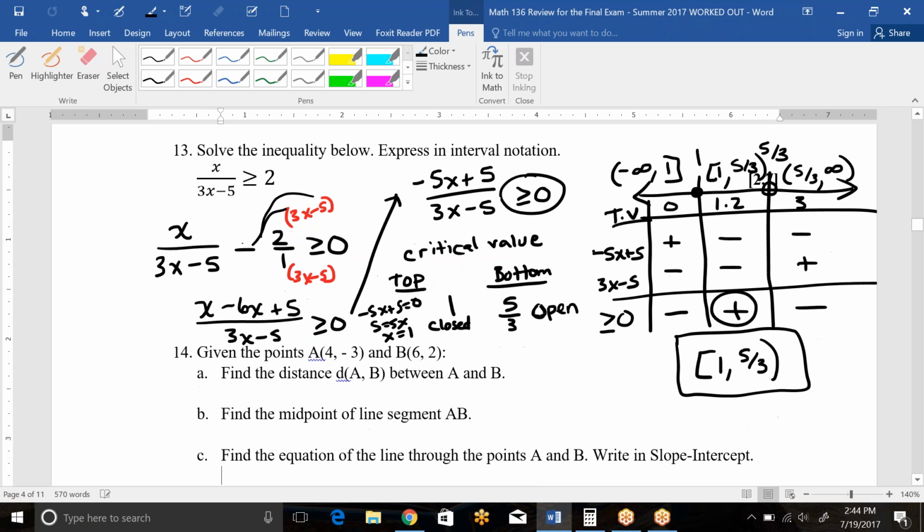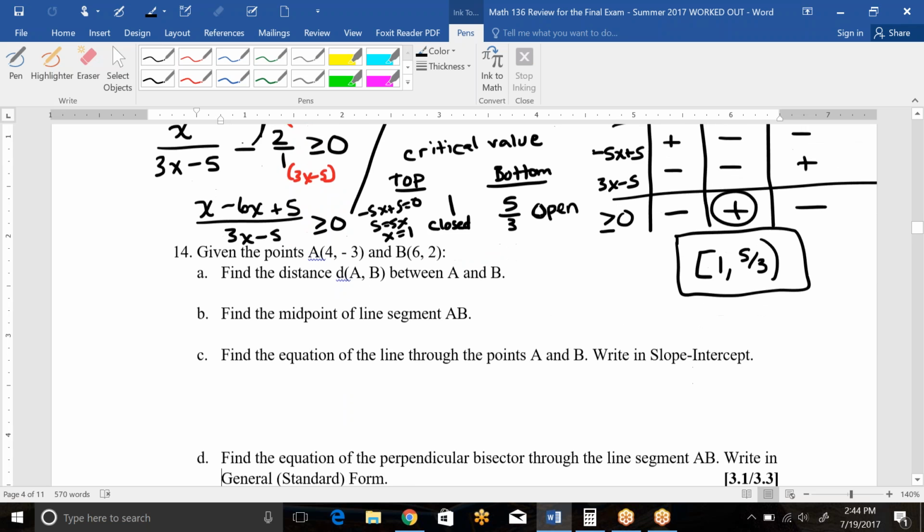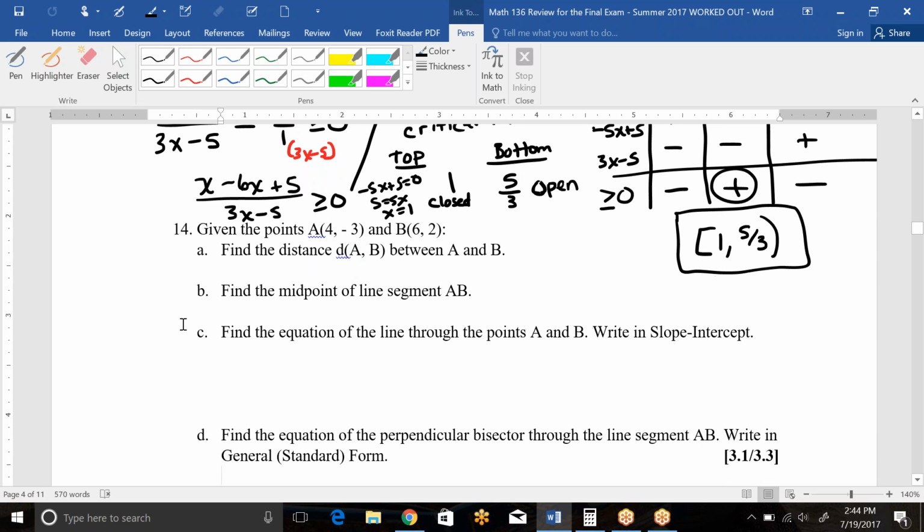Okay, let's look at number 14. Number 14 is an application of some formulas that we had to learn, just like the quadratic formula, but this is distance and midpoint. So remember, if you have an ordered pair and another ordered pair, you can find the distance by taking kind of the Pythagorean theorem, and we do x2 minus x1 squared plus y2 minus y1 squared, and all of that's underneath a square root.